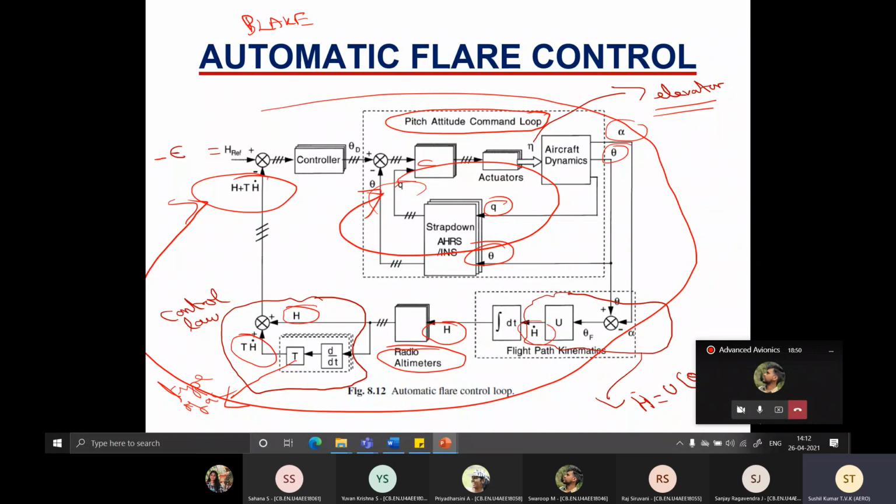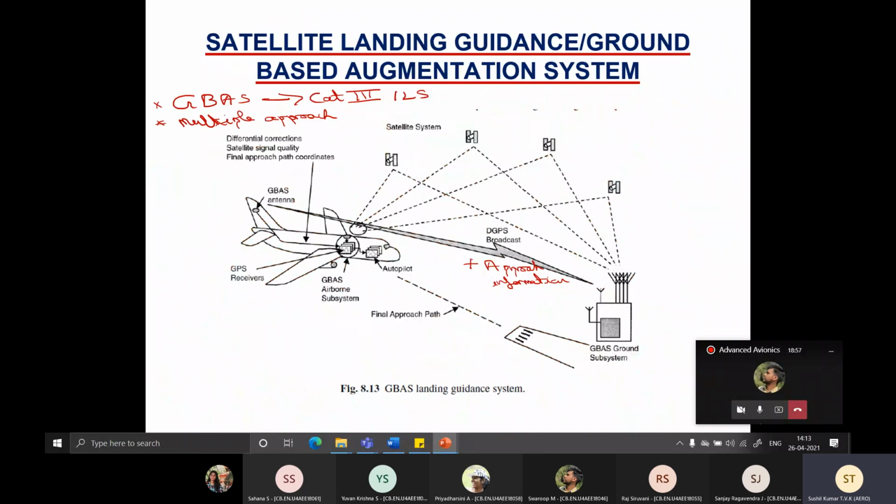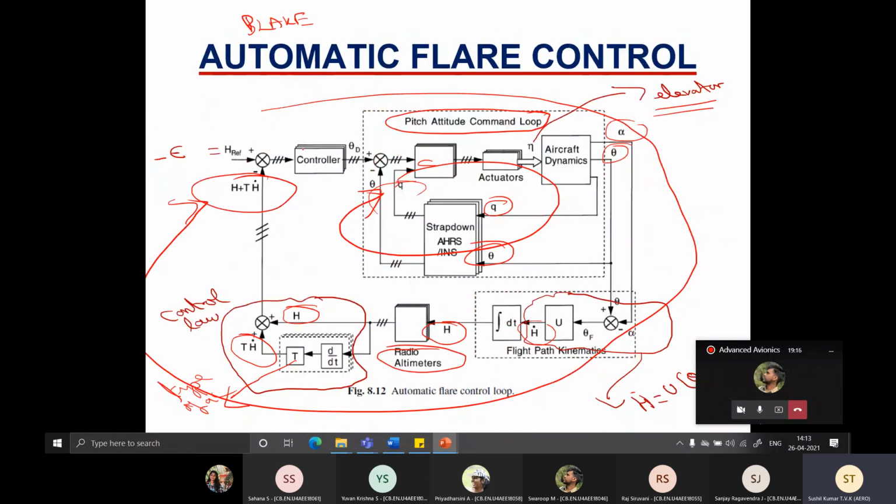So this is on the flare control. An extension of all this is called satellite guidance or ground-based augmentation system. Now this is basically a GPS-based system. Incidentally, if you look at this block diagram, you will find multiple blocks. What it means is, for redundancy, they would have added a triple or quadruple redundancy. So they don't trust just one controller or one sensor. That's why it's shown as 4 blocks.